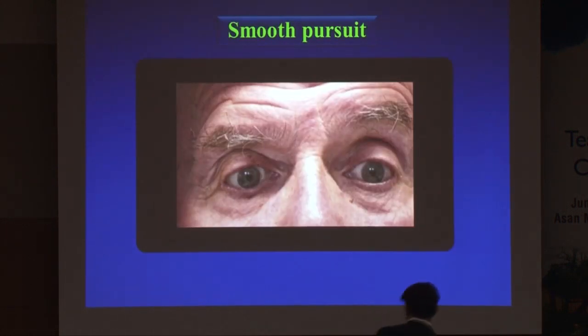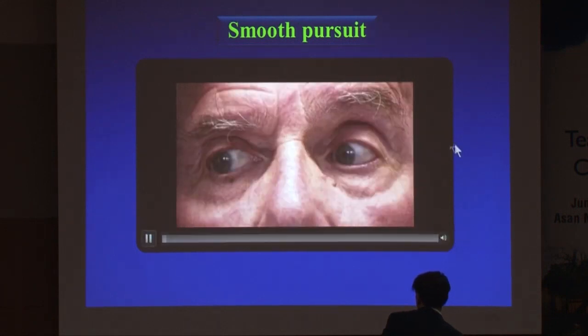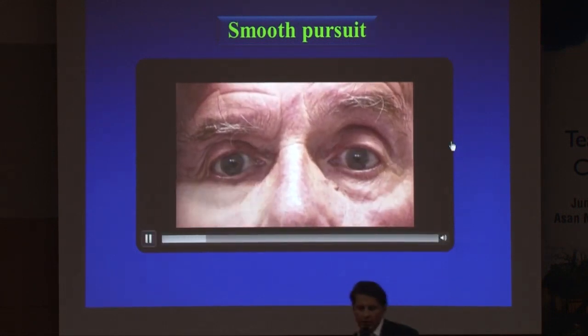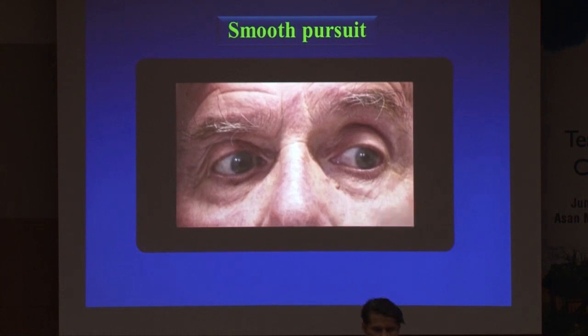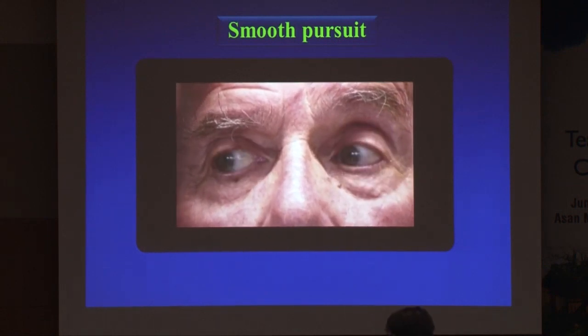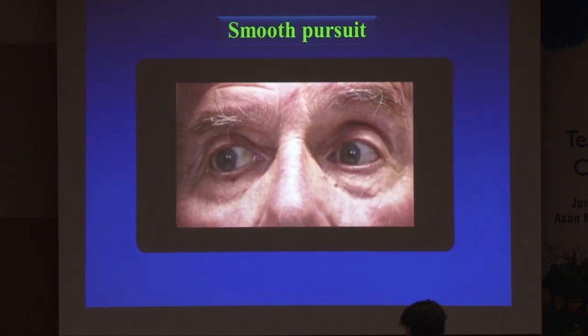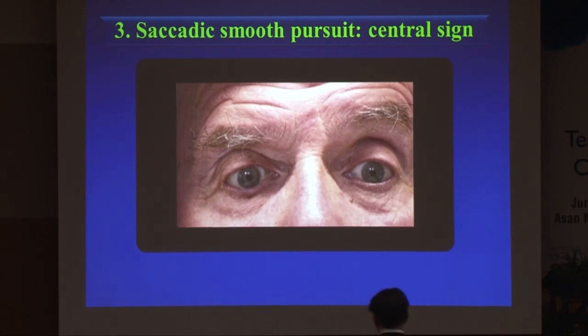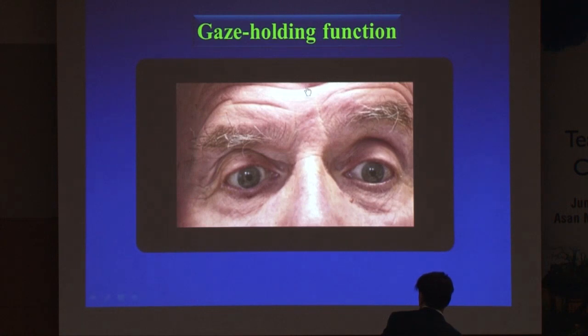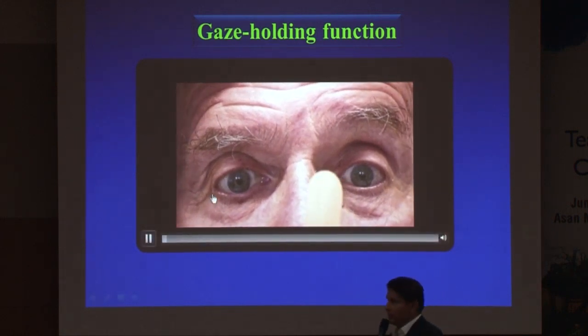The next thing is to look at smooth pursuit. I'll show you how important it is to examine eye movements to differentiate peripheral from central. You see, this is not smooth, it's saccadic. So saccadic smooth pursuit is number 3 out of 5 as a central sign. The next one is gaze holding. Gaze holding is critical to examine.